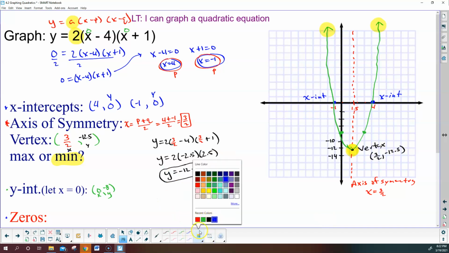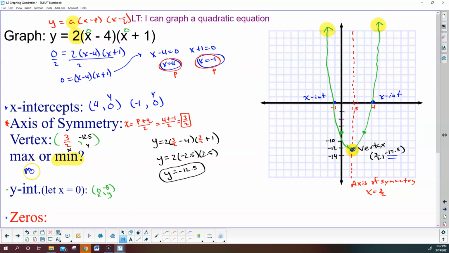And that minimum value is the lowest output. So what's the lowest y value that this hits? Right there, negative 12.5. So I could confidently say that I have a minimum value of y equals negative 12.5. Anytime we ask what the minimum is, we're looking for the y value. If we ask where it occurs, it occurs at x equals 1.5.